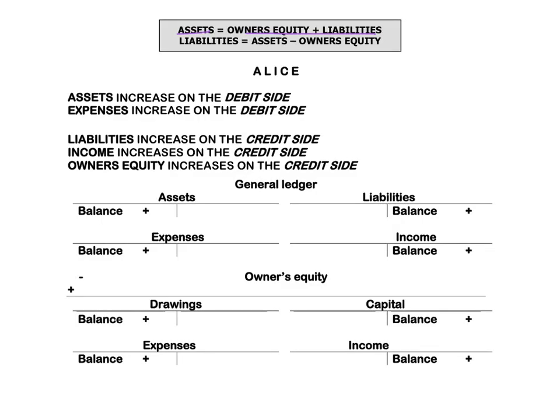Assets increase on the debit side, expenses increase on the debit side. So these are your basic rules that you must understand. If you don't know these basic rules, you will not be able to do accounting. Liabilities increase on the credit side, income increases on the credit side, and owner's equity increases on the credit side. The left-hand side of the account is the debit side, and the right-hand side is the credit side.